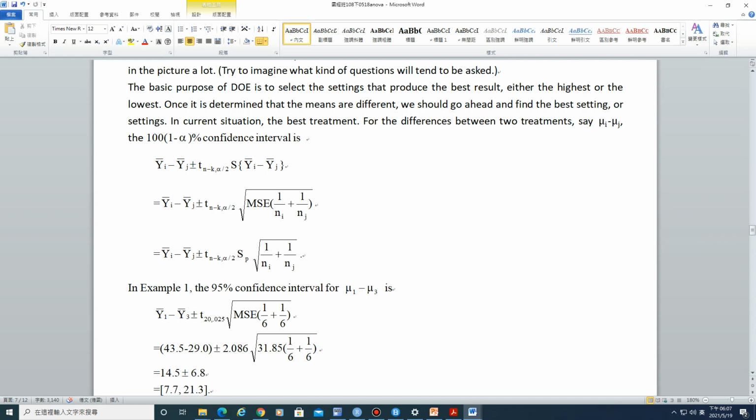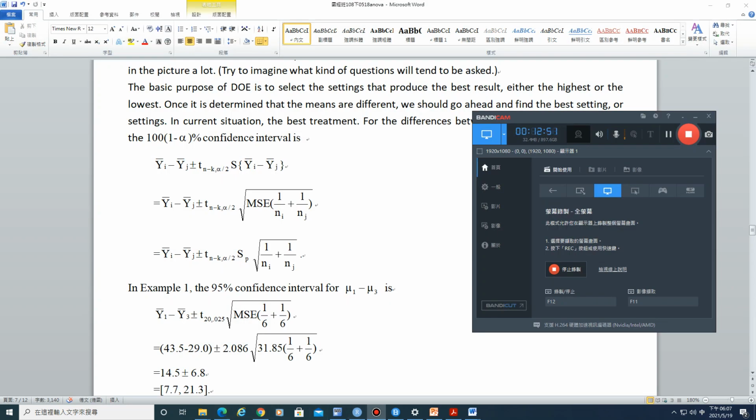Using the example of the battery, if we want to compare the first and the third, the computation says that it eventually is 15.5 plus or minus 6.8. 6.8 actually is a threshold. You see the nature of the number: 15.5 is actually the difference, and 6.8 is compared to it.